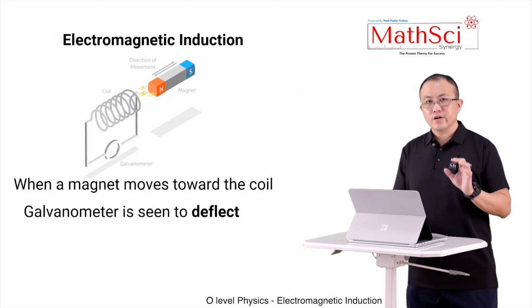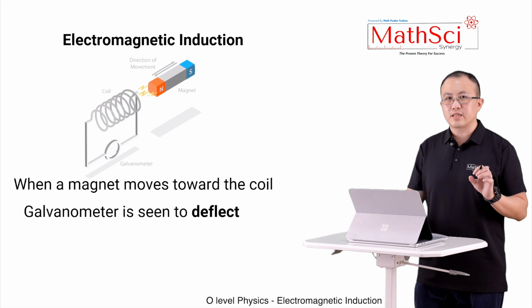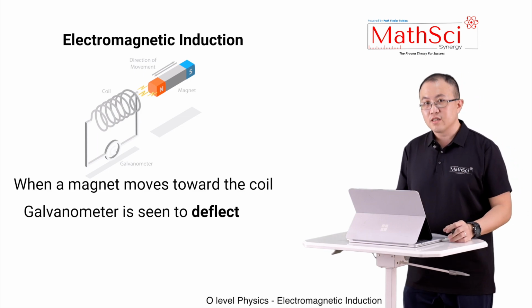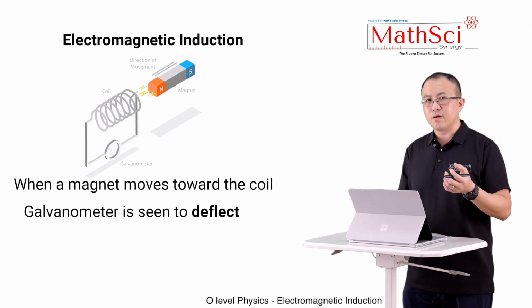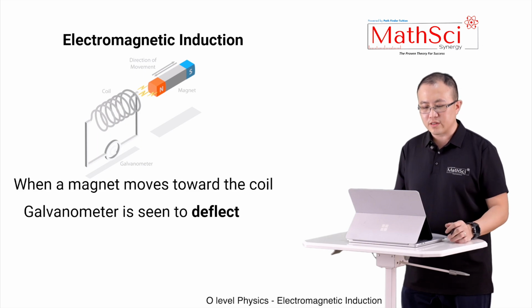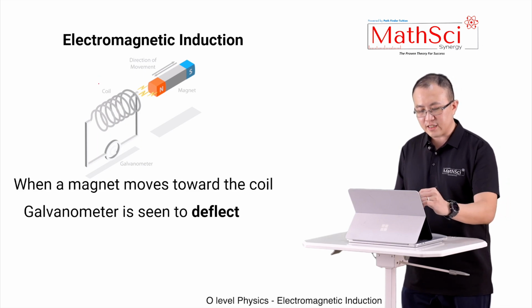Okay, so all this started from a very simple experiment called Faraday's experiment. In Faraday's experiment, what happened was a magnet would be pushed towards this coil. Okay, this coil is a conductor, and this conductor is also commonly known as a solenoid.